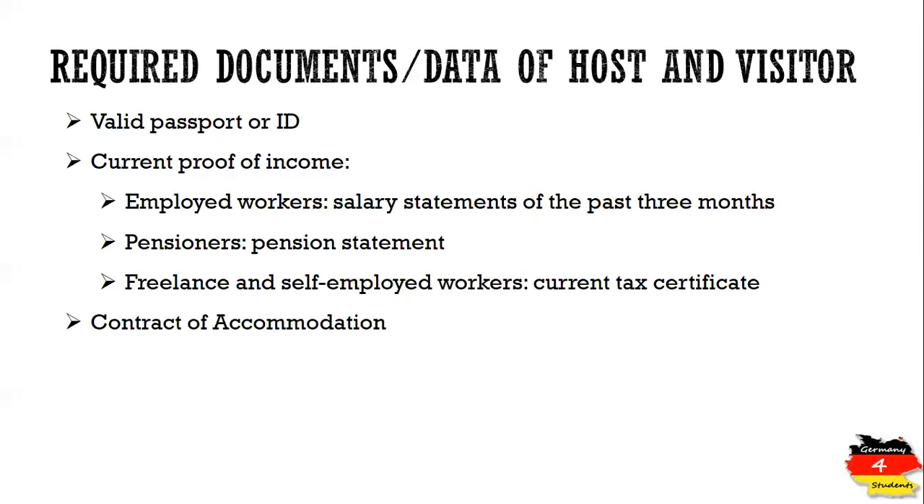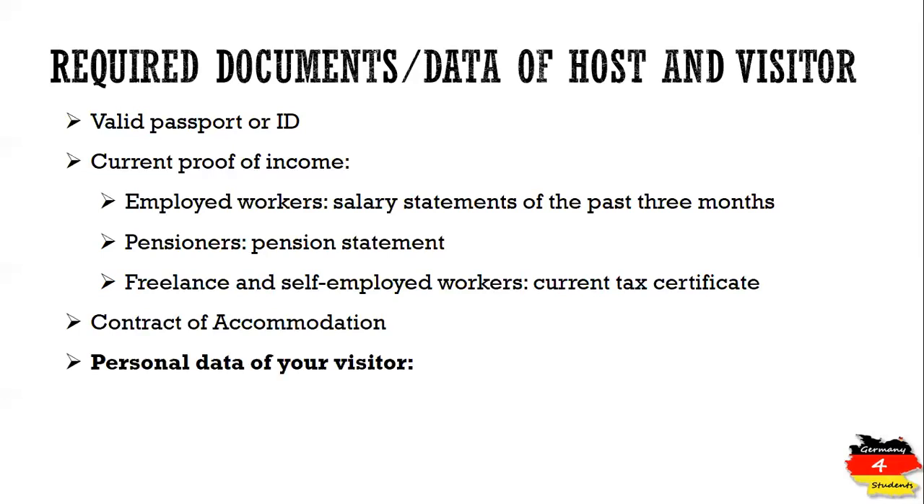However, there are different states where 12 square meters of space is required for each person. So if you are living alone, let's say in Munich, and you want to invite some single person, you must have at least 24 square meters of space in your apartment so that you can be issued this Verpflichtungserklärung.